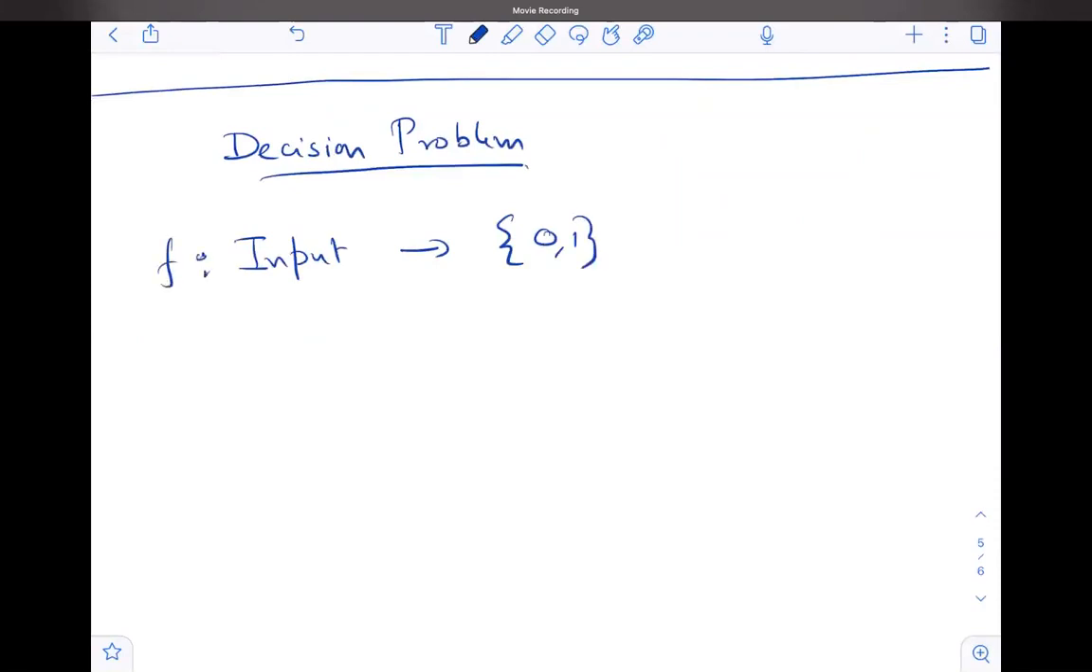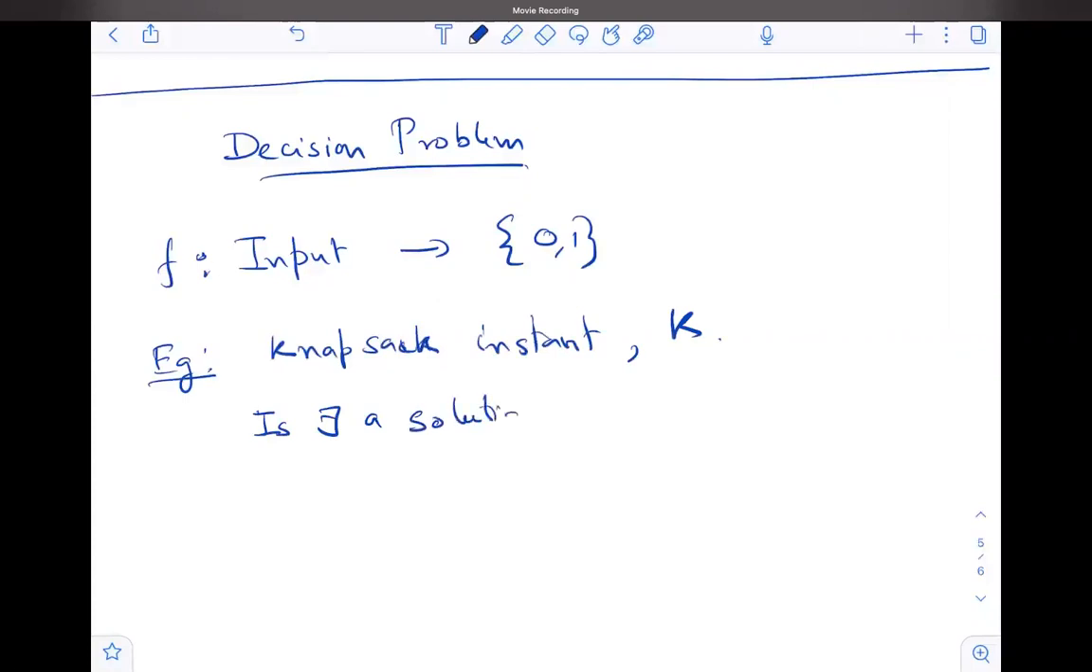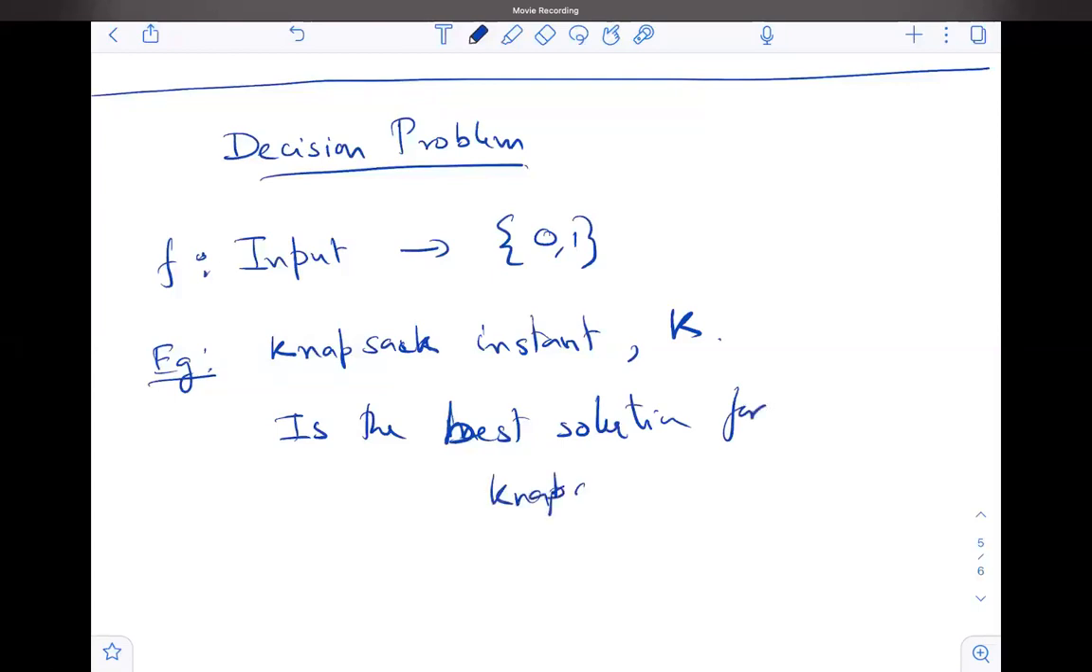Okay. For example, I give you an input, say the knapsack instance, just what we were discussing, and I give you a value k, and I ask: is there a solution for the knapsack problem, or is the best solution for that knapsack problem or instance bigger than or equal to k?